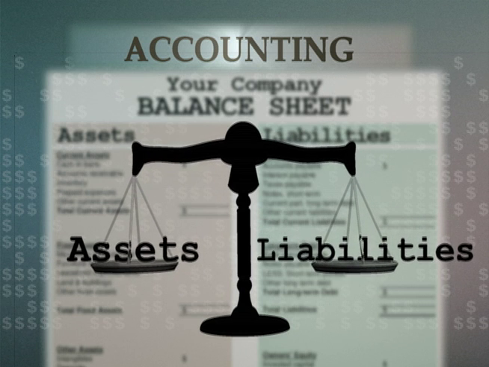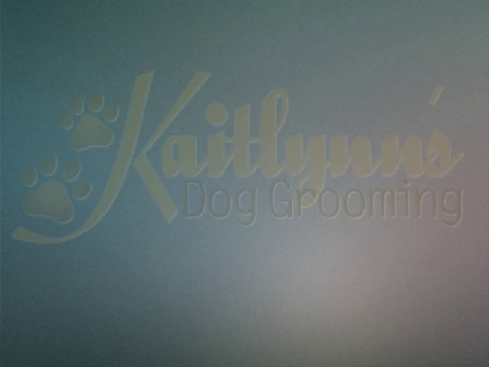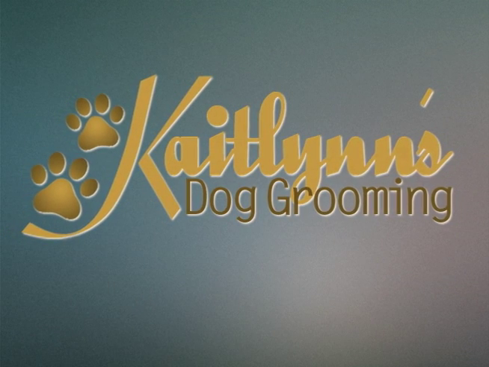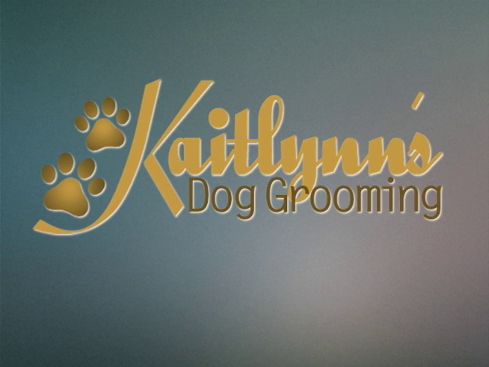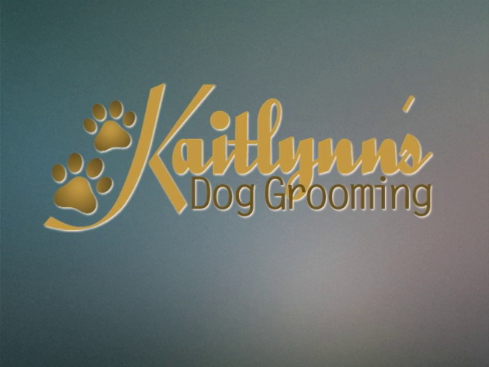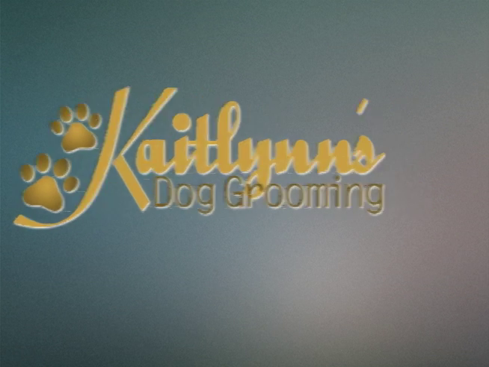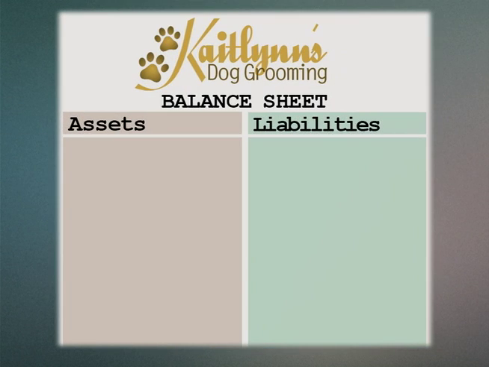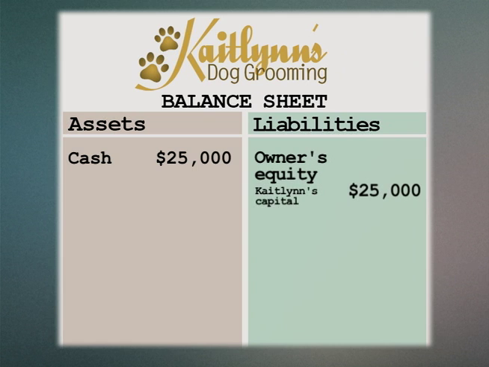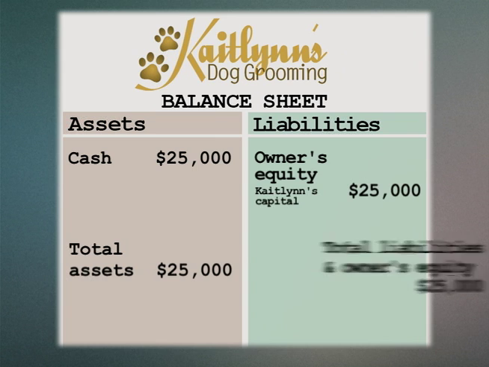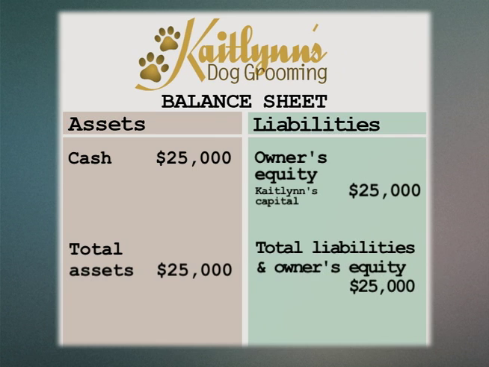To illustrate this, let's take an imaginary company. How about Caitlin's Dog Grooming? Caitlin, the proprietor, has invested $25,000 to start a dog grooming business. Her opening balance sheet would look like this. Assets, cash, $25,000. Liabilities, owner's equity, Caitlin's, $25,000. Total assets, $25,000. Total liabilities and owner's equity, $25,000.